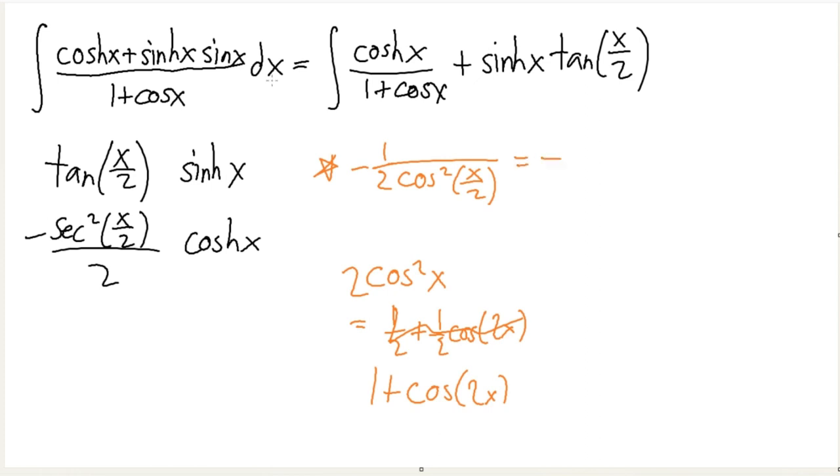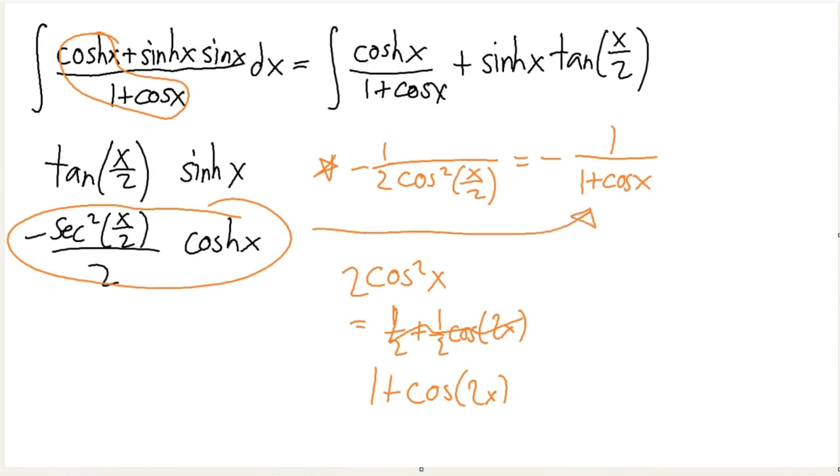So what we have here is 1 plus cosine of x, which is what we have here, right? With cosine of x, oh, look at that. This and this here, with this, they cancel out. So this term, our answer is just tangent of x over 2 cos.